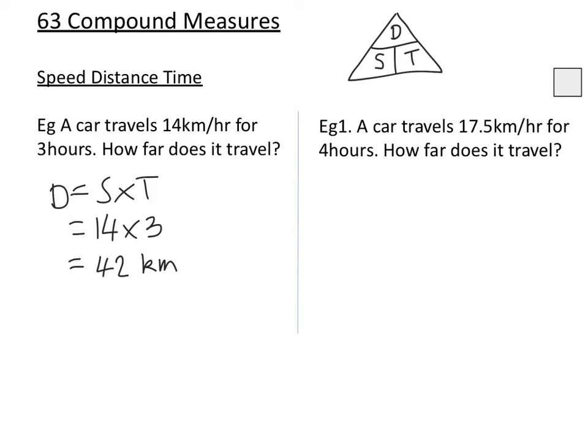You try this one. Example 1. A car travels 17.5 kilometers per hour for 4 hours. How far does it travel? Well, distance is equal to speed times time. That would be 17.5 multiplied by 4. Non-calculator, so I double 17.5 to get 35 and double that to get 70. And that would be kilometers.